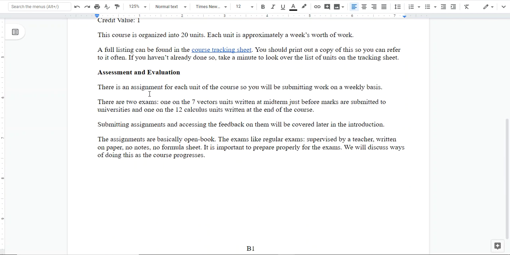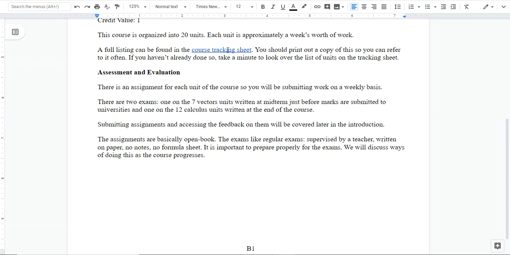Here is the stuff that's specific to this course. This course is organized into 20 units, so each unit is about a week's worth of work. Every week we will be moving on to a new unit, and we will basically be starting a new topic. A full listing of all of this can be found in the course tracking sheet.